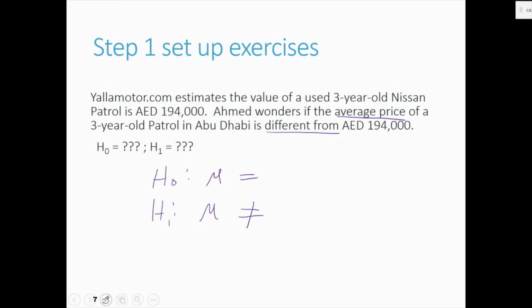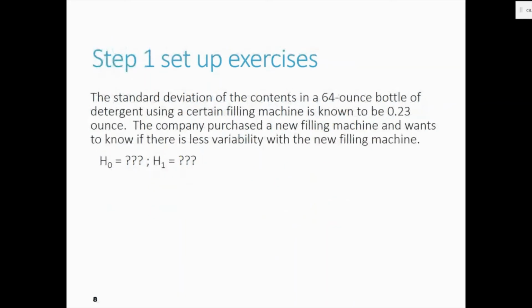Equal is always part of your H0. So equal and not equal to what? 194,000. That's what we're trying to test. What we're trying to figure out. Is it equal to 194,000 or not? This is the first step. So in this session, we're only working through the first step of the 6-step hypothesis testing.